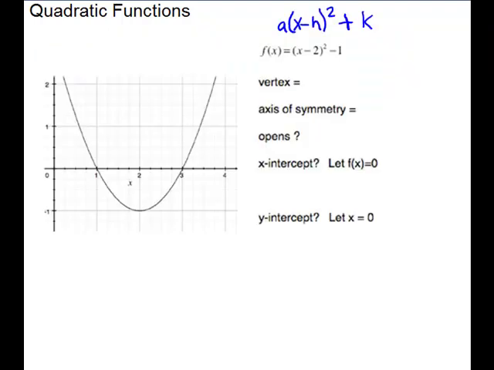For our first example, we have a function that is in standard form, a parabola. Its a is 1, and it's positive, so it opens up. We can read off the vertex, and it is in the form x minus h. So we will have (2, negative 1) as our vertex. Right. Our axis of symmetry will be x equals 2.